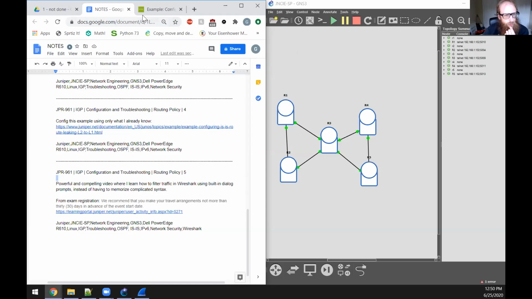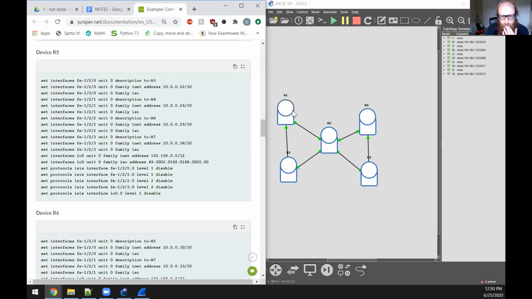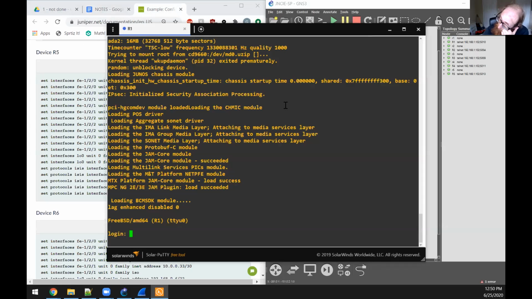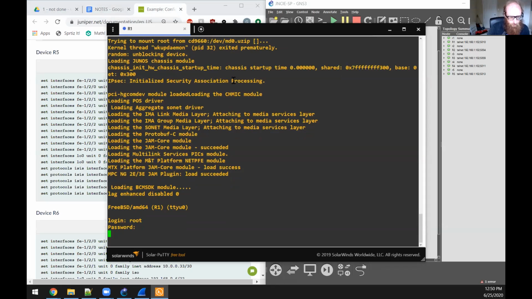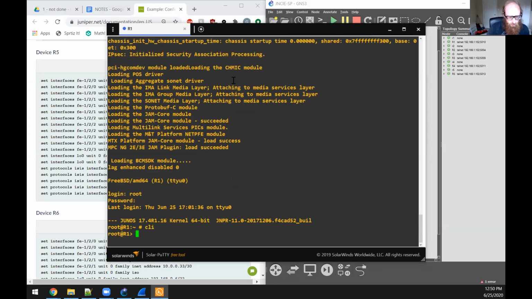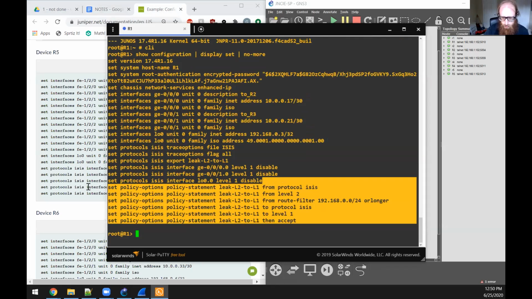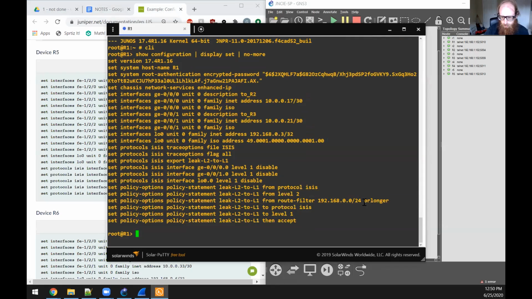Okay, so where I was left off, I was kind of on a roll, and I lost my train of thought because it had to reboot. But I don't think what I was doing was that complicated. I just enabled this that says if it's from level 2 and it matches this route and its protocol is ISIS, send it to ISIS but as level 1, and then it's going to leak out these links.